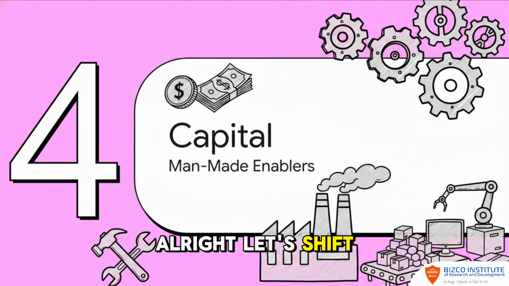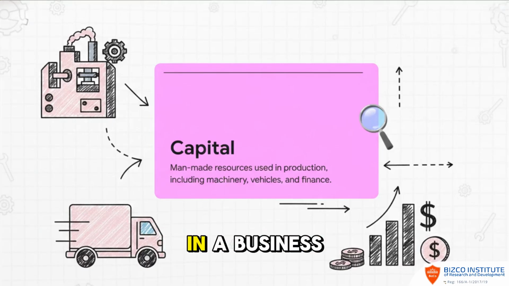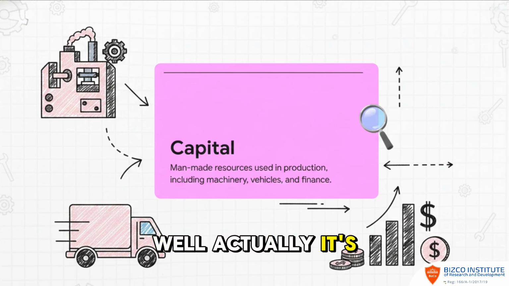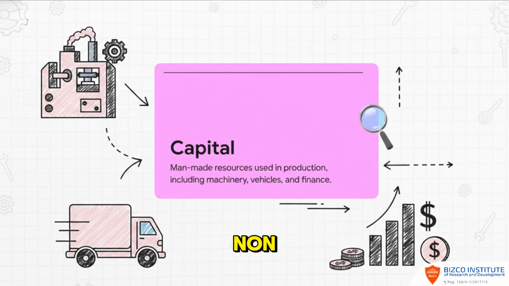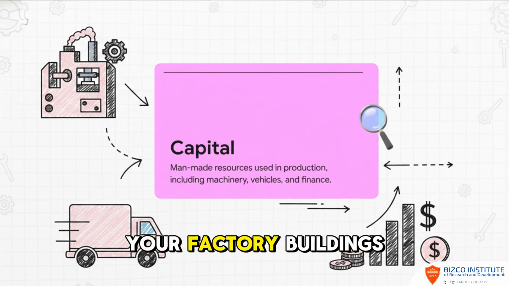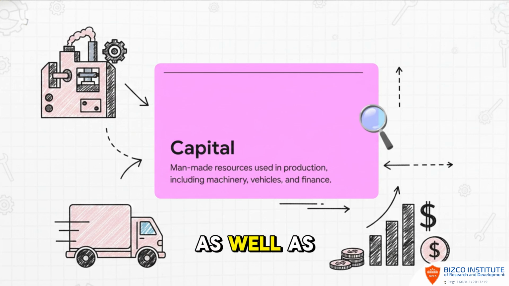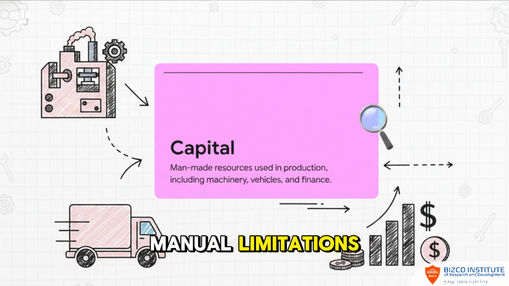All right, let's shift gears to section 4, capital, the man-made enablers. When you hear the word capital in a business context, you probably just think of money in the bank. Well, actually, it's a bit broader than that. Capital refers to the man-made resources used in the production of other goods and services. This involves the strategic investment in non-current assets, so your machinery, your factory buildings, your delivery fleet, as well as the actual finance needed to buy them. These are literally the tools of the trade that let a business scale way beyond human manual limitations.